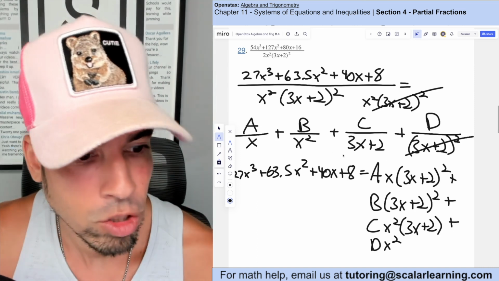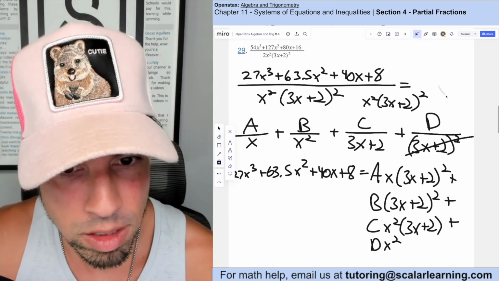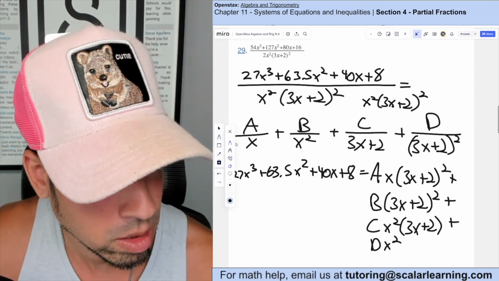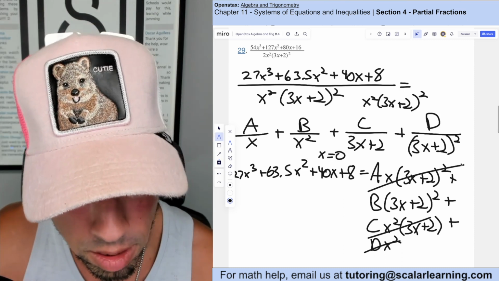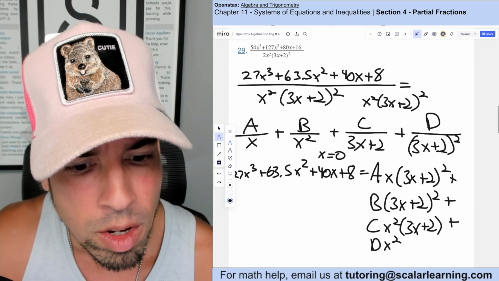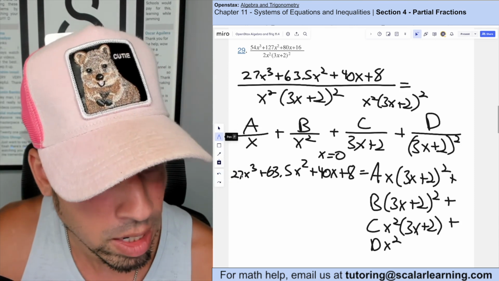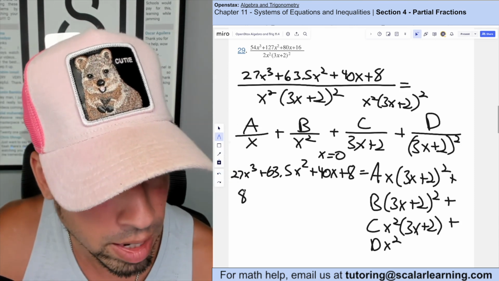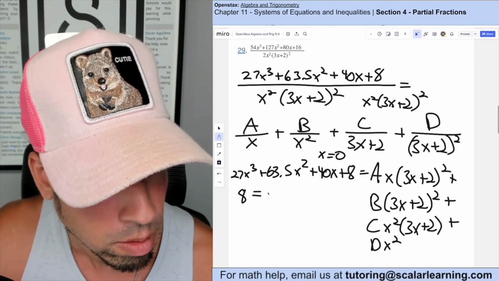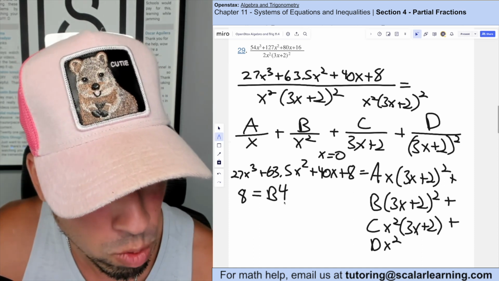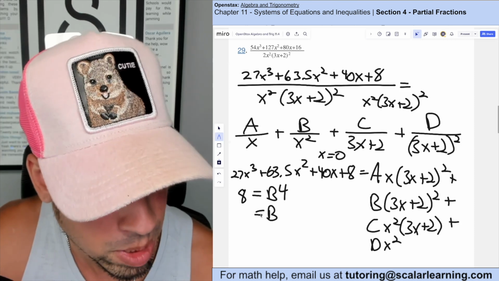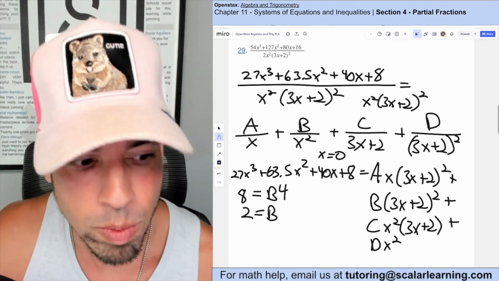Now, the easiest thing to start off with in terms of plugging in is going to be 0 for x, right? Because if I plug in x equals 0, this and this are all going to go away. So then I have, on the left side, 0, 0, 0. I have 8 is equal to B times, if I plug in 0, that's just 2 squared, which is 4. Divide by 4, and check it out. B equals 2. Great. So we now have our first value.